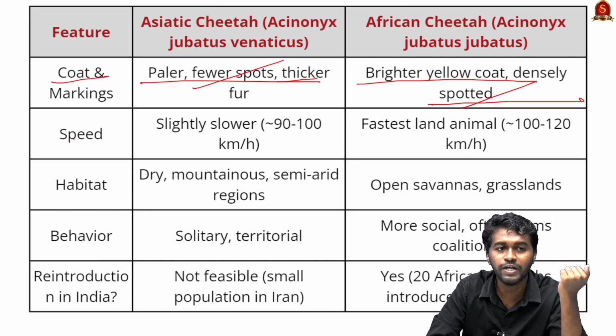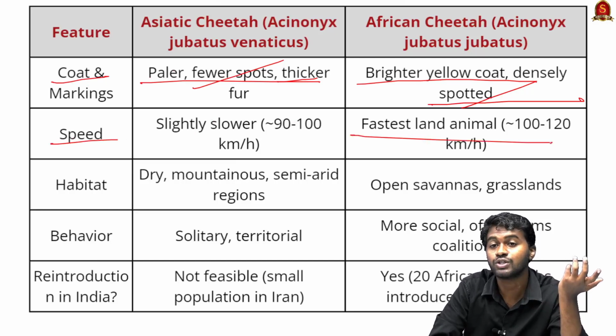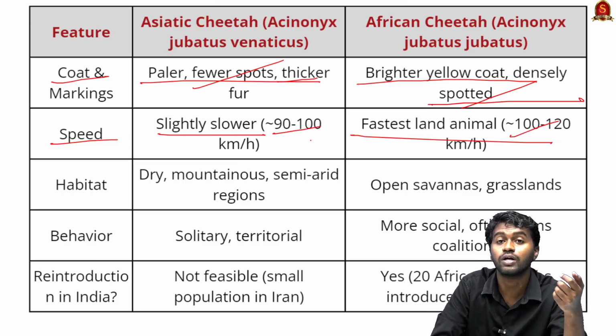And coming to the speed of the African cheetah and Asiatic cheetah, the African cheetah is slightly faster than the Asiatic cheetah. The African cheetah can run 100 to 120 kilometers per hour, while the Asiatic cheetah is slightly slower because they can run only up to 90 to 100 kilometers per hour.